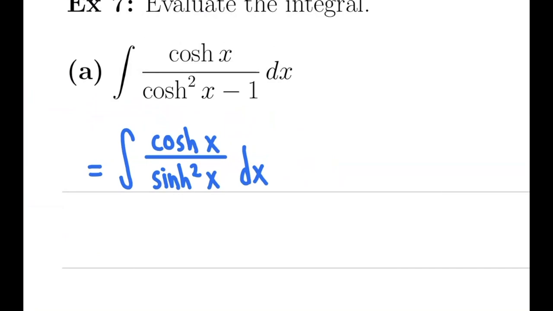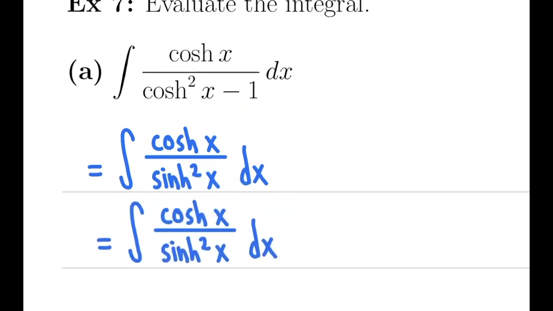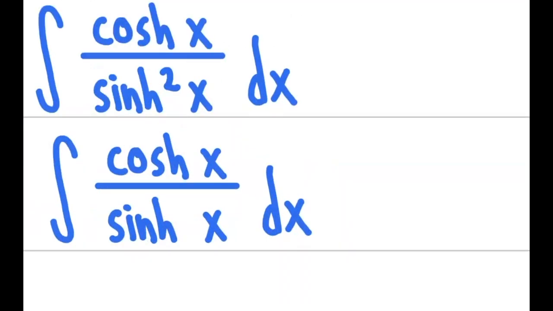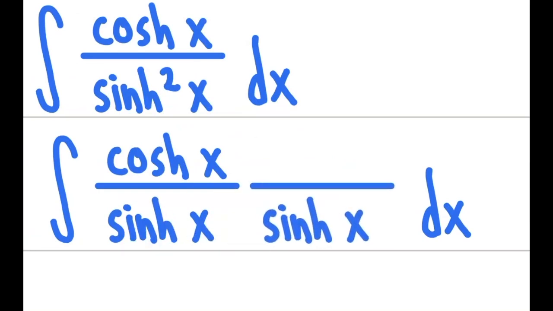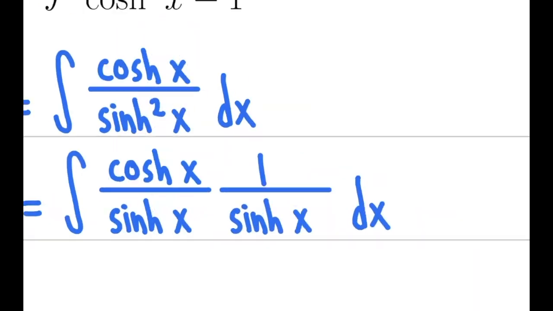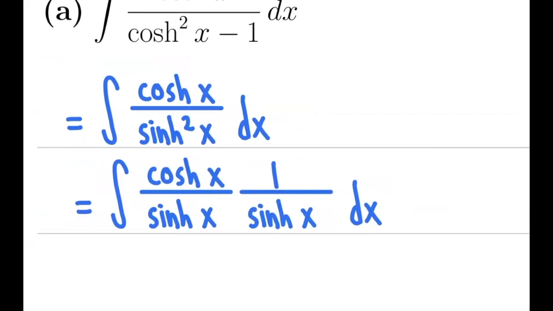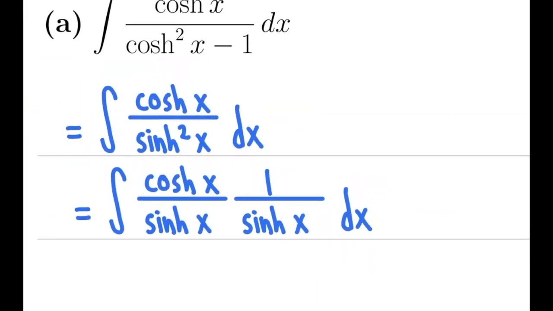Which can be rewritten as cosh over sinh times 1 over sinh. Yes, we can split this up into cosh over sinh times 1 over sinh. You can also do a U substitution too. We were trying to practice our hyperbolic trig identities. Yeah, so I agree with this way for now because let's practice.